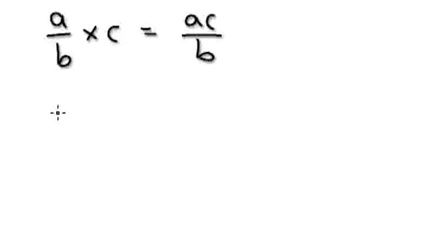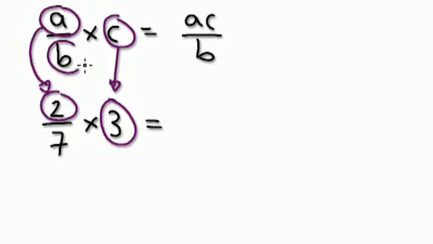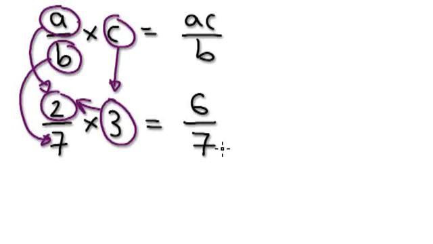So if I were to say, let's say, what's 2 over 7 times 3? Well, if you look at the formula here, this is C here, and this is A here, and B is this here. So if you look at the formula, you're saying get A times C. So basically, it gets multiplied to the top. So the answer would be 6 over 7.